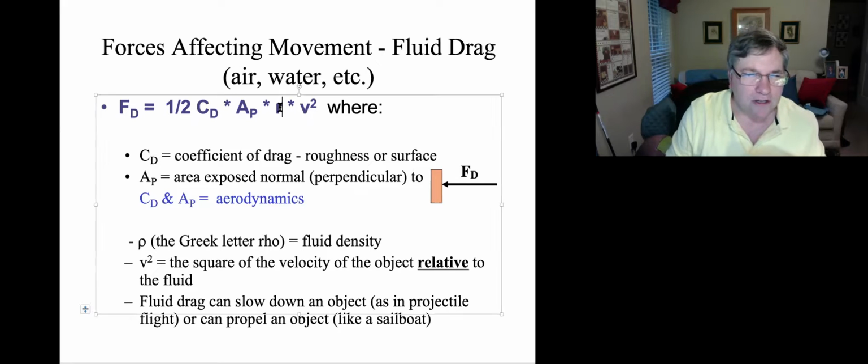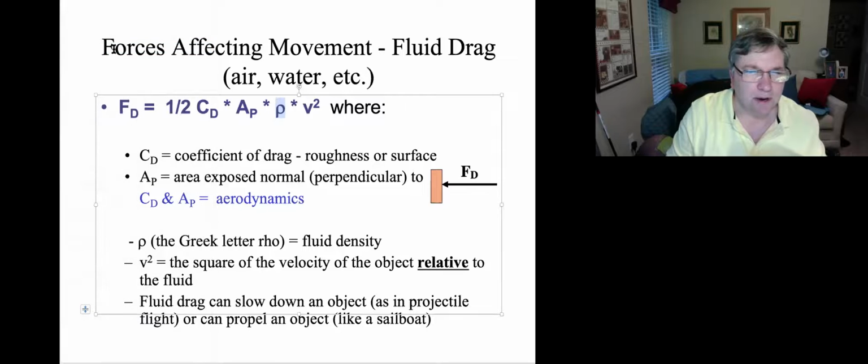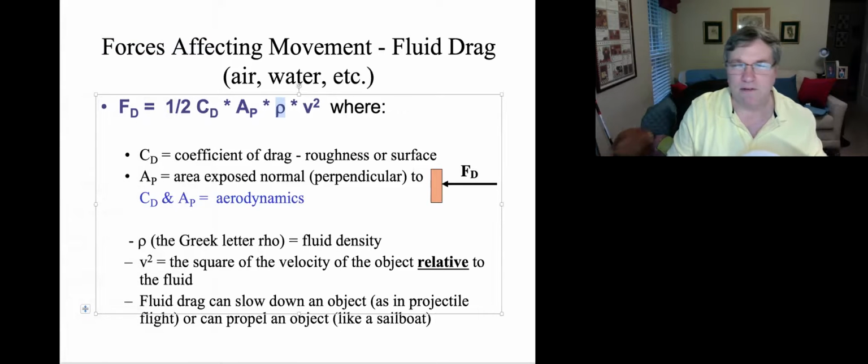R, that's actually should be rho. Let's go to symbol here. There we go. Rho, that's the density of the fluid. That means how dense the air is. So when you go to altitude and the air is less dense, then fluid drag is decreased.